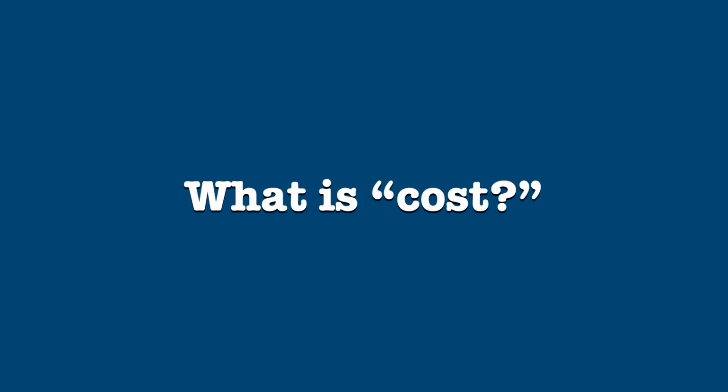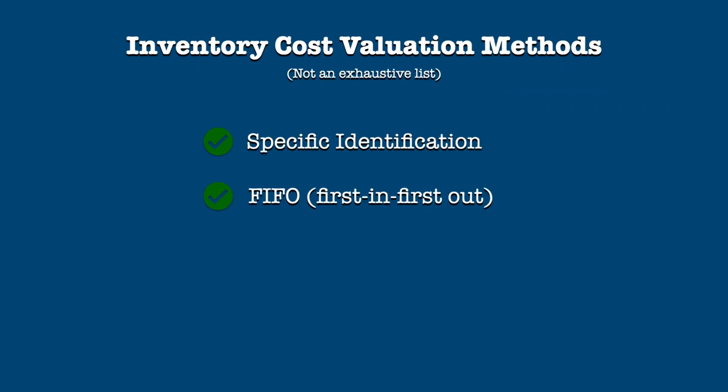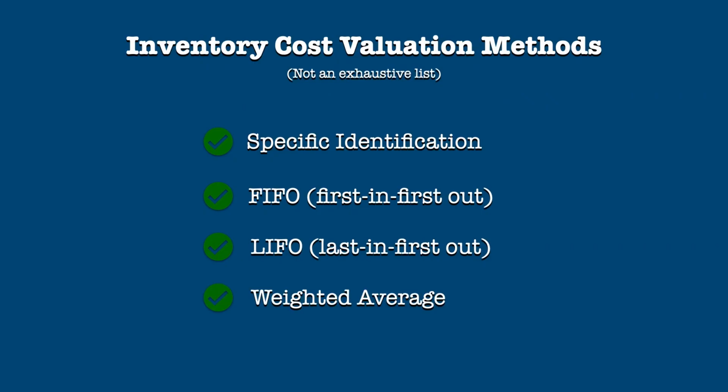So now I try to answer a fundamental question. What is cost? The answer is easy if the cost of the items purchased is the same throughout the year. But when was the last time that happened? Let's enter the world of inventory cost valuation methods, which are, and this is not an exhaustive list, specific identification, FIFO, or first in, first out, LIFO, or last in, first out, and weighted average.